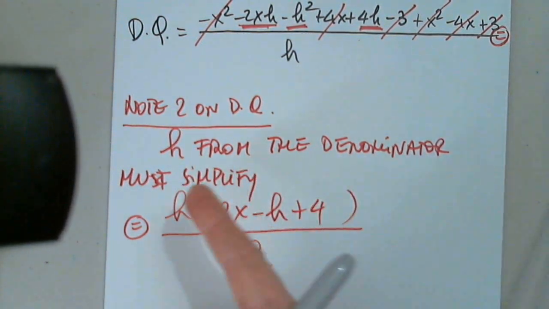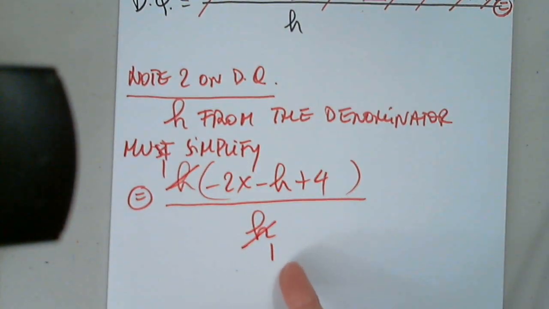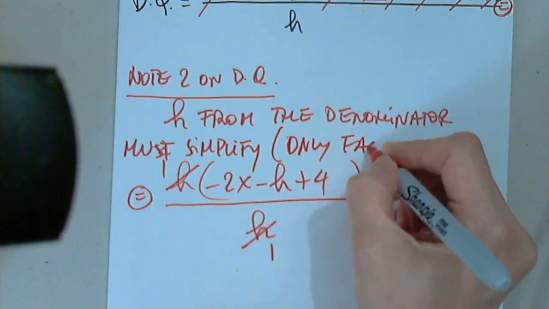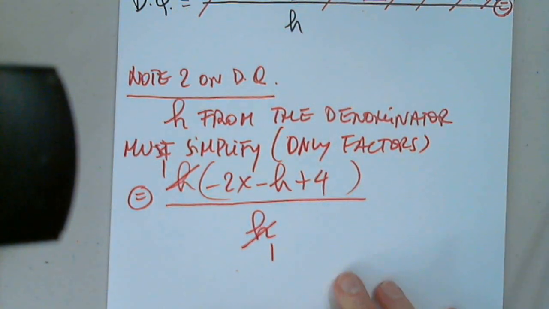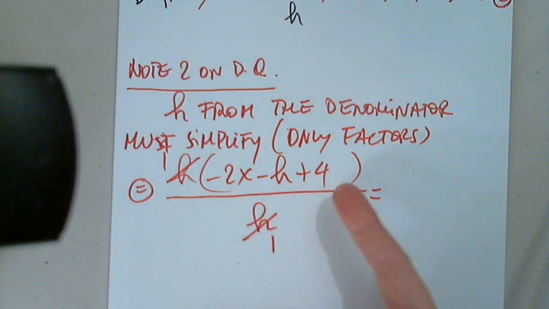H from the denominator must simplify. Here it is. I simplify only factors, not terms. So the final simplified form is negative 2x minus h plus 4.